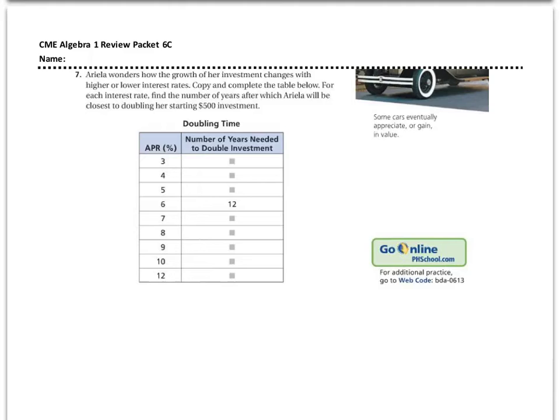Number 7, Ariella wonders how the growth of her investment changes with a higher or lower interest rate. Copy and complete the table below. For each interest rate, find the number of years after which Ariella will be closest to doubling her starting $500 investment. So this is essentially the same problem from problem 6, but instead of 9%, it's right here. So how would that change if it's 3%?